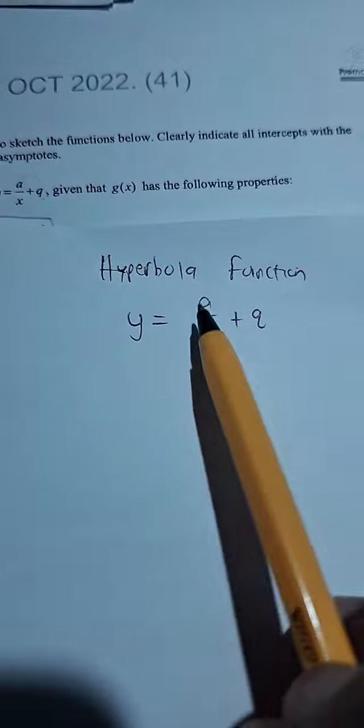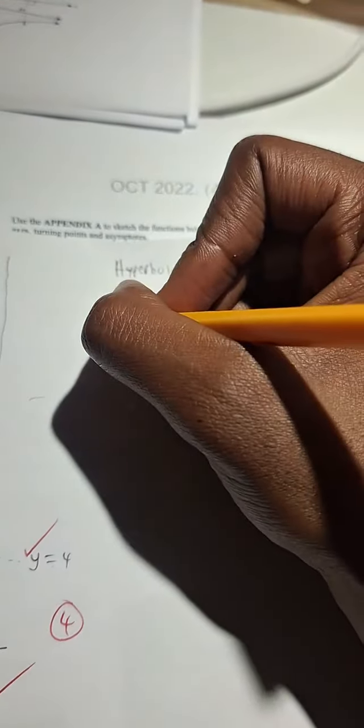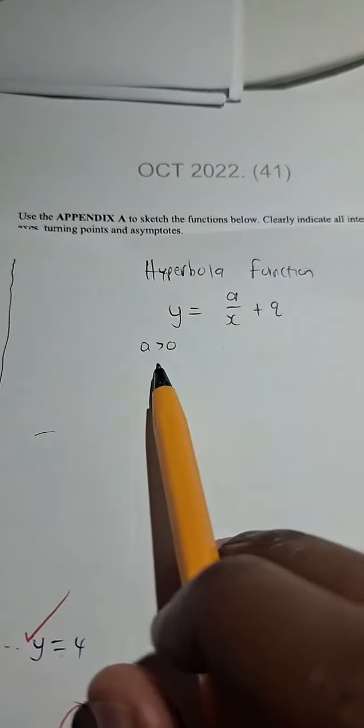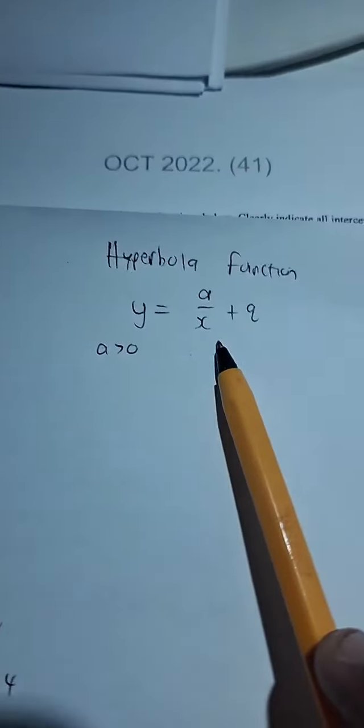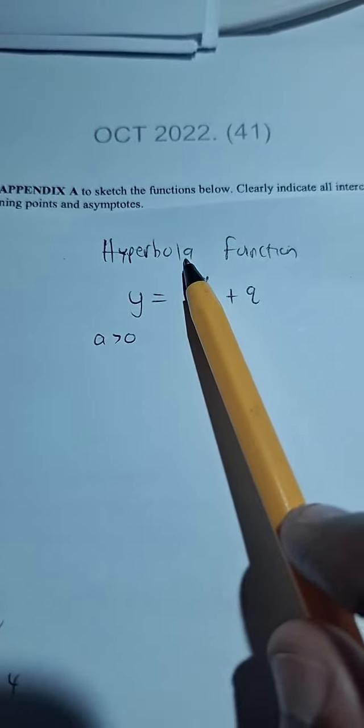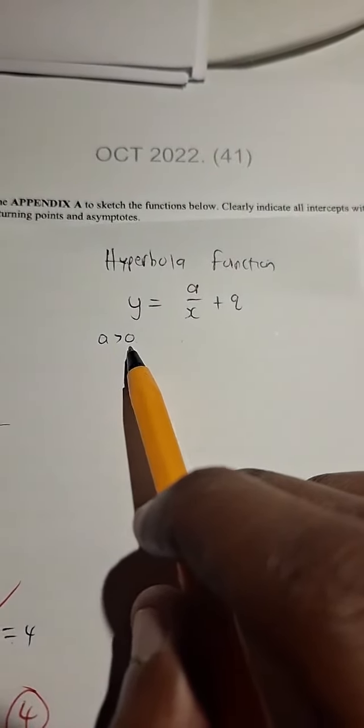So the hyperbola function, we all agree that the form of the hyperbola function in grade 10 is y is equal to a over x plus q, right? Now, when a is greater than 0, what does it mean for a hyperbola function? We understood what a greater than 0 meant for an exponential, but now we need to understand what a greater than 0 means for a hyperbola function, and understand it well. So this is what it means. Before we even jump into a, we need to understand that the hyperbola function has two asymptotes.